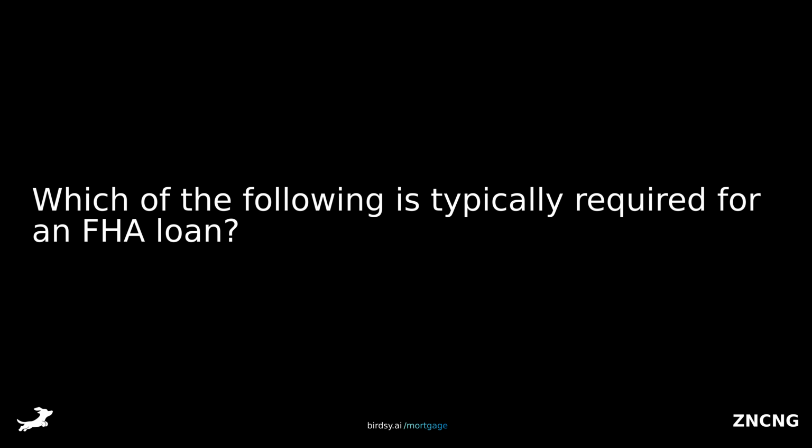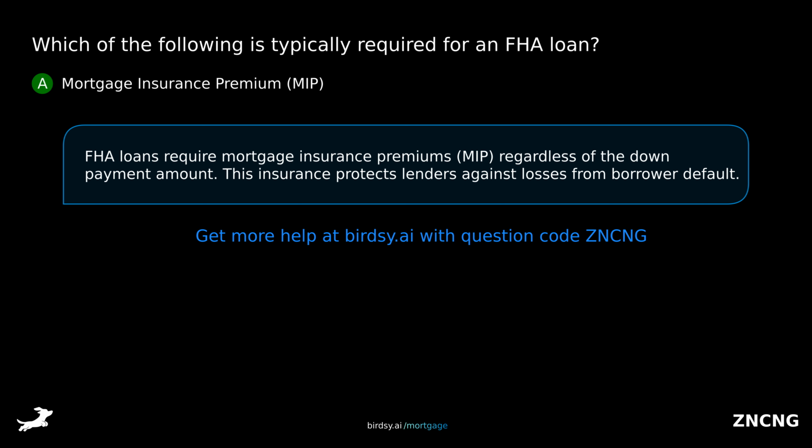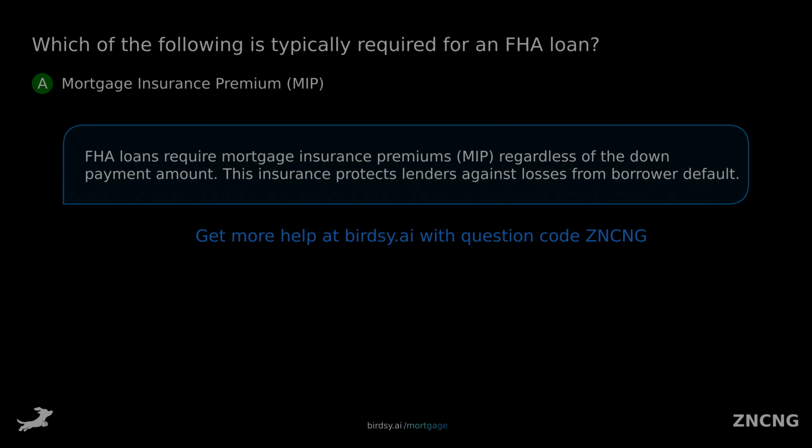Which of the following is typically required for an FHA loan? Is it A, mortgage insurance premium, B, private mortgage insurance, C, no mortgage insurance is required, or D, title insurance? The answer is A, mortgage insurance premium. FHA loans require mortgage insurance premiums regardless of the down payment amount. This insurance protects lenders against losses from borrower default.